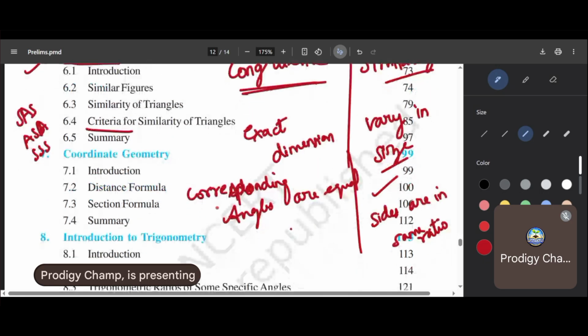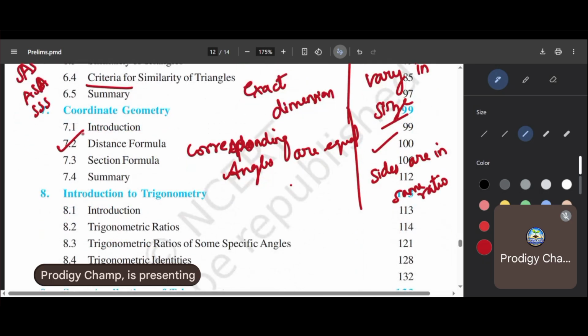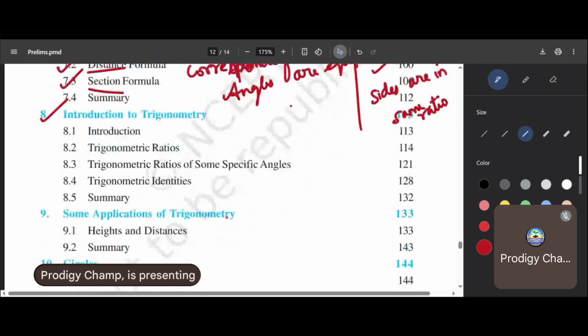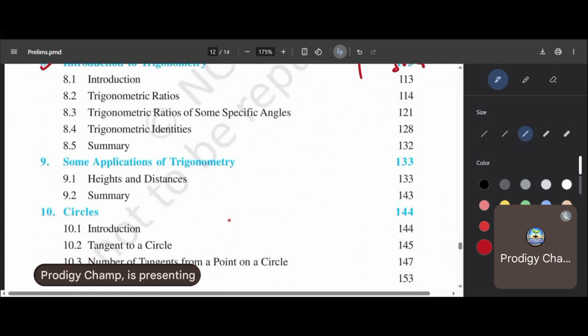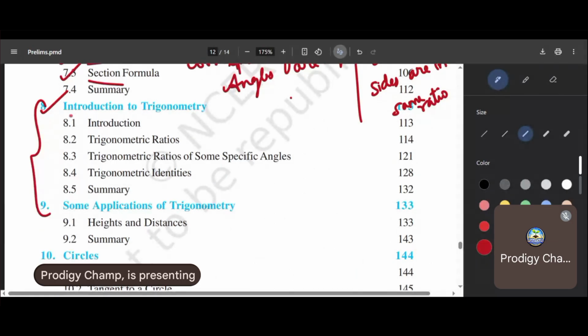Fine. Again, coordinate geometry. We have only two little formulas. Okay, distance formula and section formula. Very easy one. And then introduction to trigonometry. The new one. Okay, don't get afraid of this trigonometry. It is very easy, children. Okay, it will deal with the right angle triangle, 90-degree right angle triangle. What concept have you learned about the 90-degree right triangle?